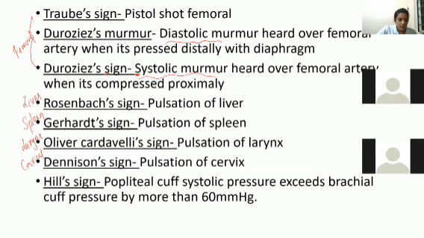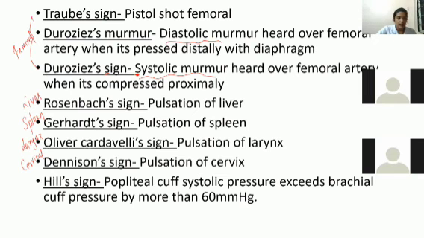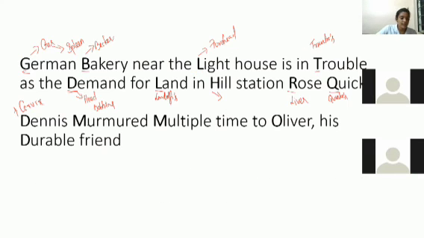Here you can see Dennison sign, cervical pulsations. Then Duroziez murmur, that is the diastolic murmur heard in the femoral area. Then multiple times to Oliver. So this M is Muller's sign.